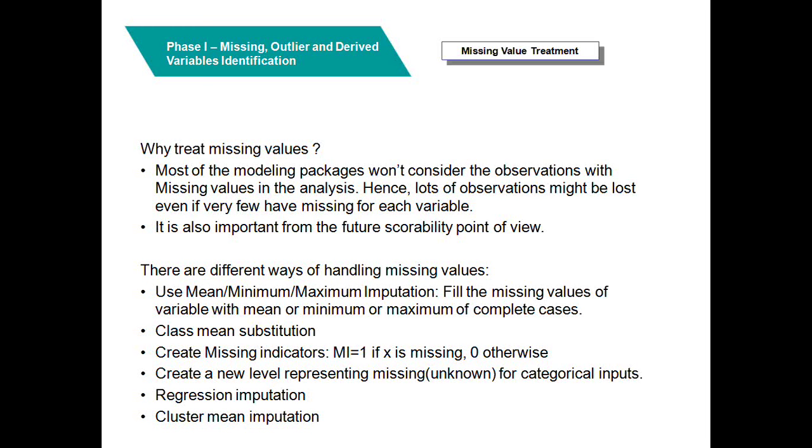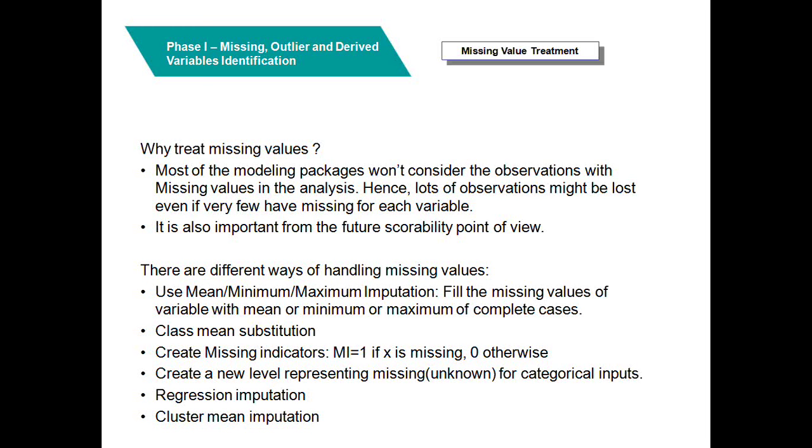So most of the time we try to compute through the median, through the minimum and something like that, depending upon the variable and the business. We can create the indicator. We can create new variables. We can use the regression imputation. We can use the cluster mean imputation.